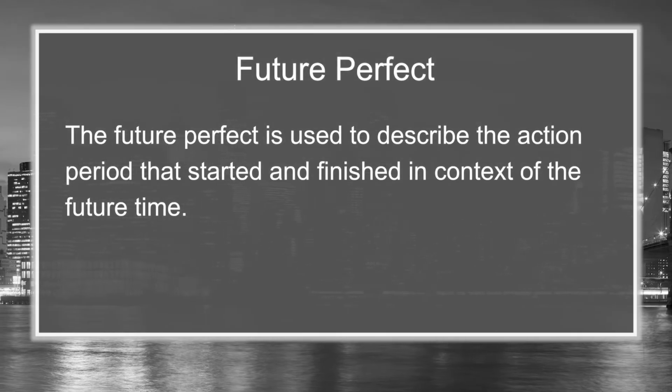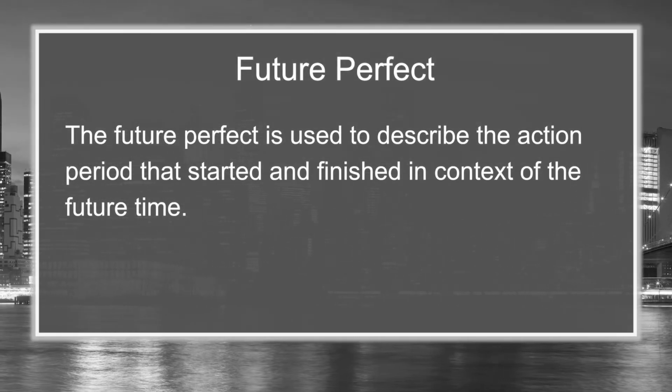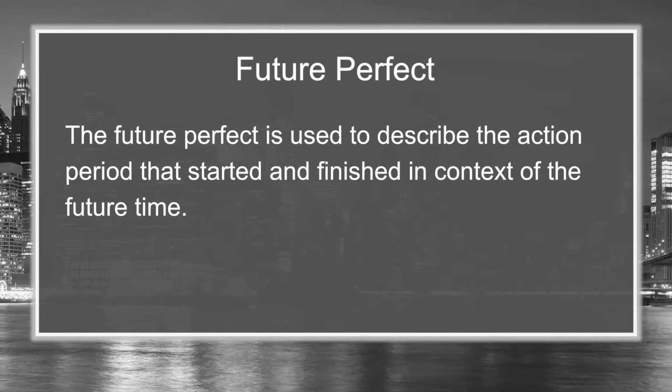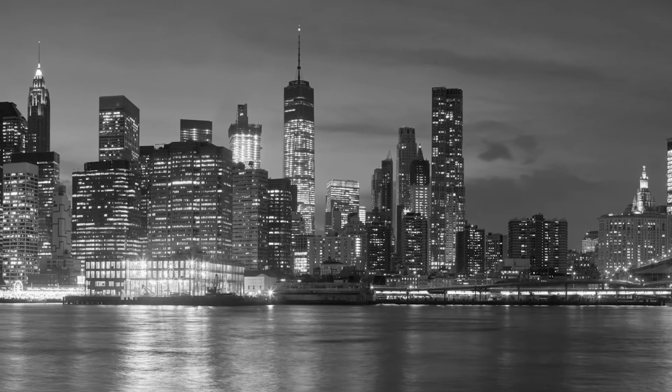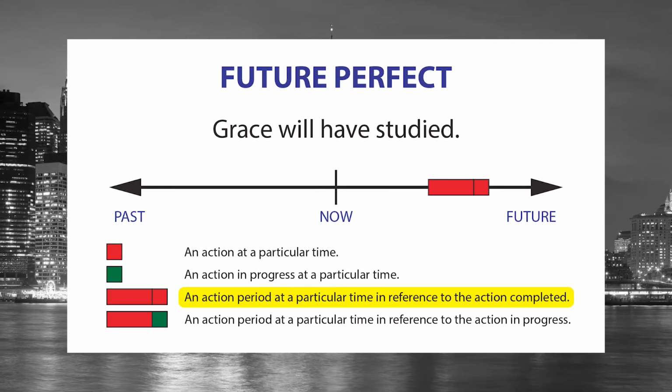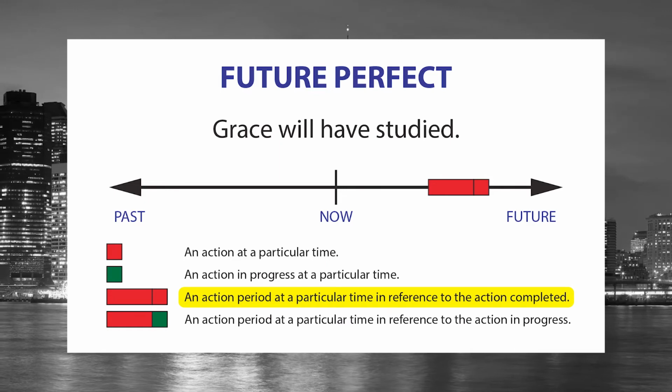The future perfect is used to describe the action period that started and finished in context of the future time. Grace will have studied indicates that she studied, started, and finished for a particular period of time in the future.